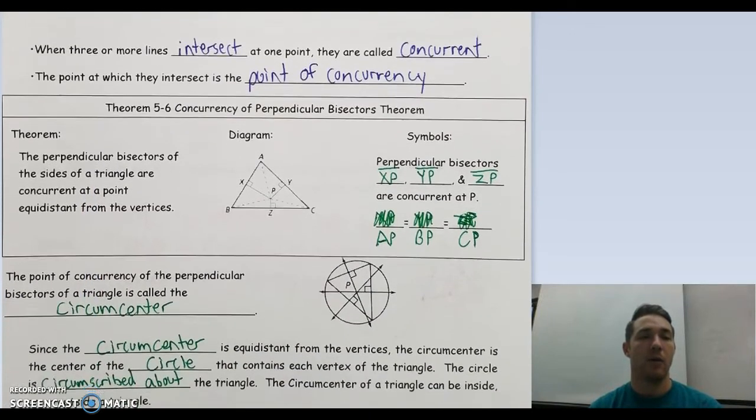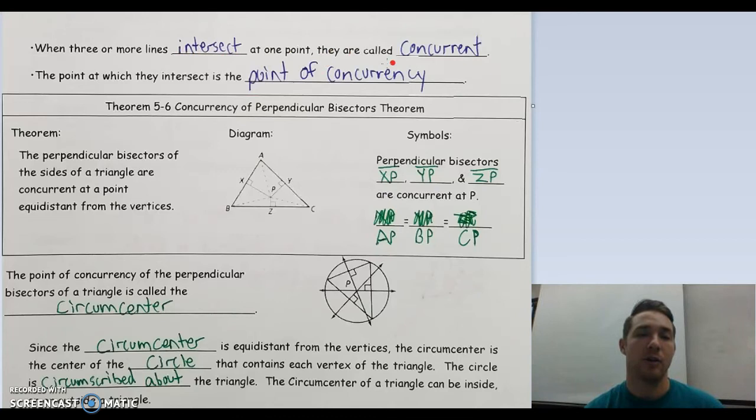When 3 or more lines intersect at a single point, we call those concurrent. And the point at which they meet is the point of concurrency. It's a little bit tougher for 3 lines to meet than just 2 lines. But if I look at this example here, it looks like XP, YP, ZP all meet in the same point. That would be a point of concurrency. So that point in the middle of our triangle is what we're looking at in terms of our definitions.